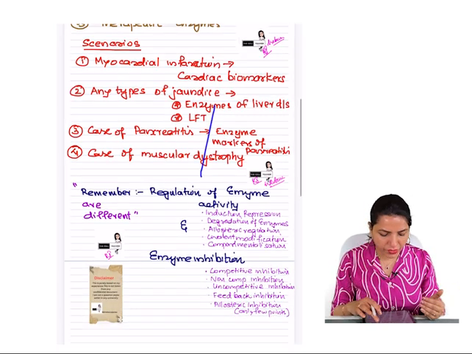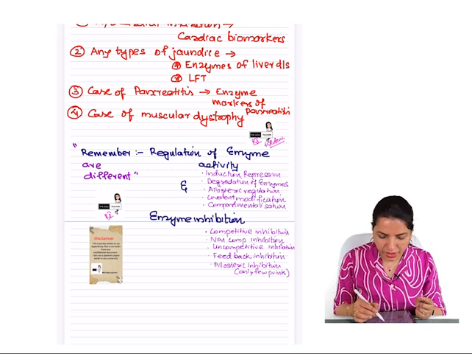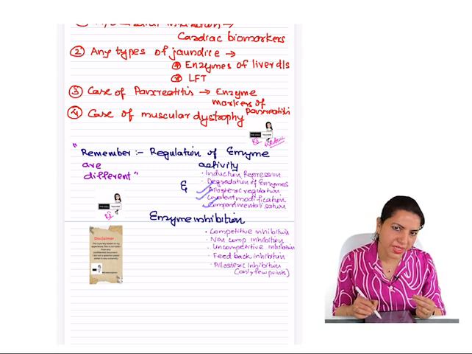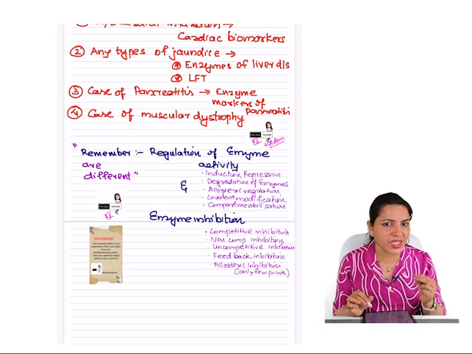And then a very important thing that every time the students make a mistake is regulation of enzyme activity and enzyme inhibition. What to write? Under the regulation of enzyme activity, you have to write induction and repression, then degradation of enzymes, allosteric regulation, covalent modification, compartmentalization. These are the topics that you have to write under regulation of enzyme activity.